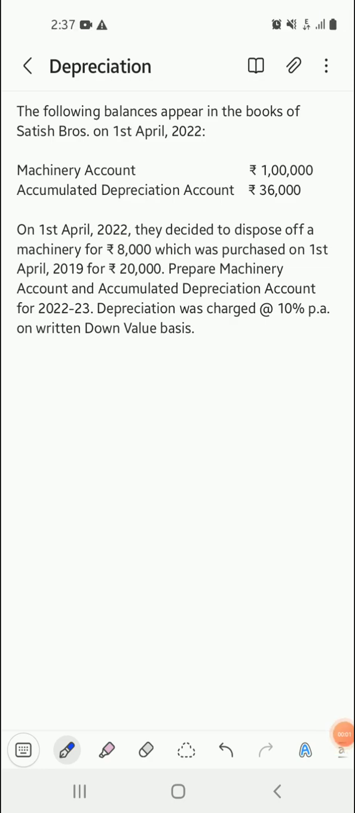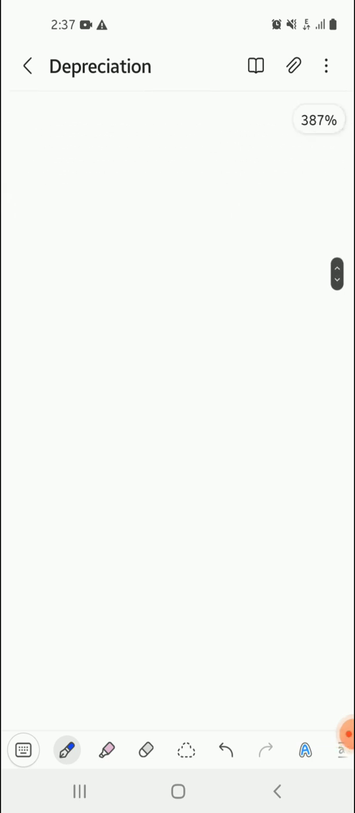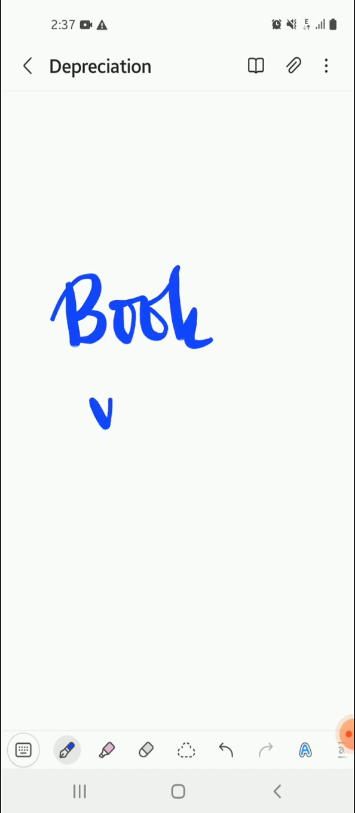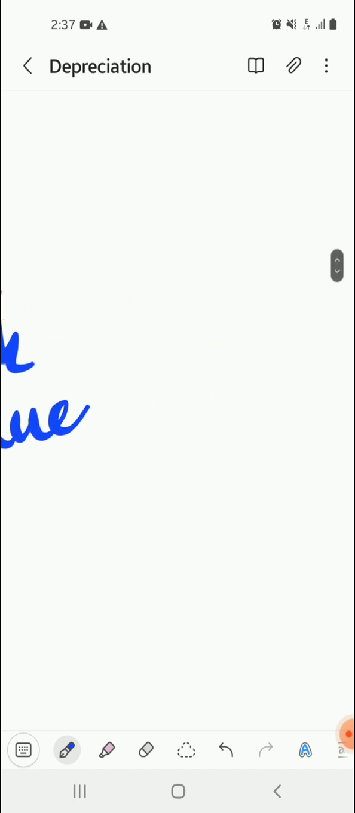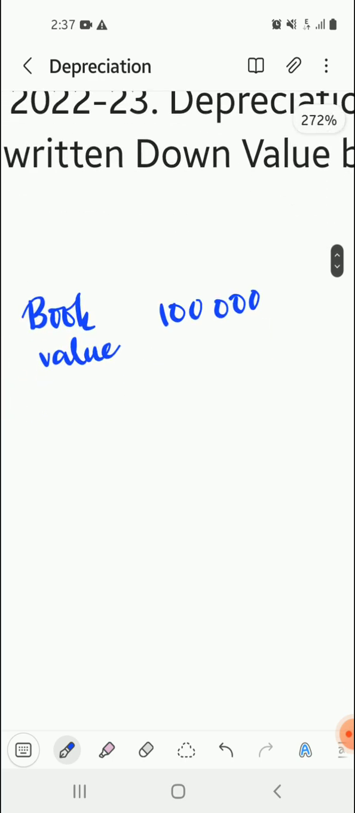Today's topic is depreciation, and first we will understand what depreciation is. Basically, any asset that we use in the business wears and tears with time, so we actually have to reduce the book value of the asset. For example, the book value of an asset is 1 lakh. That is the cost of the asset, the price at which we have bought it.